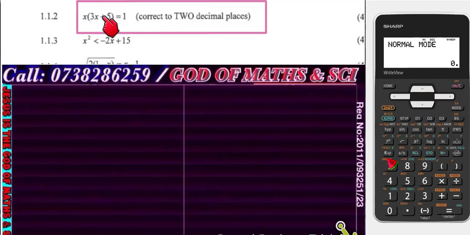Now, this one says solve for x. You are given x(3x + 5) = 1. Can you see they say correct to 2 decimal places? Yes, sir. That means use a formula. So whenever you see this, when they say correct to that, that means use the formula.